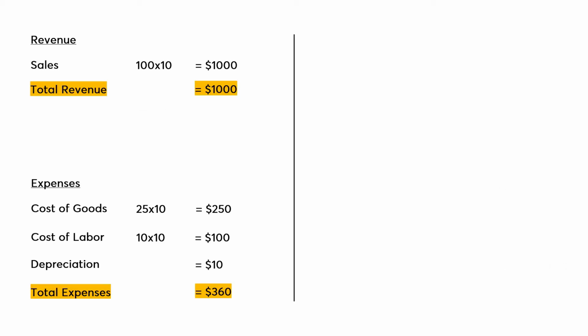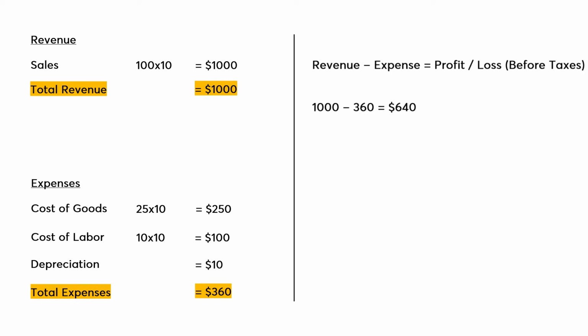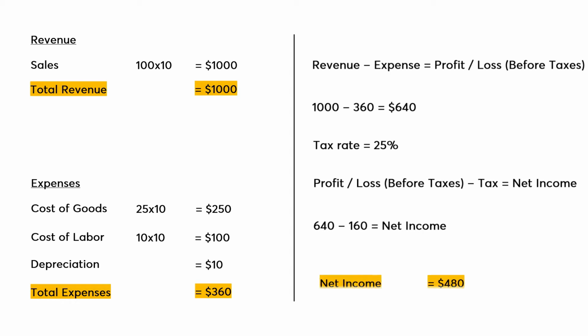Revenue minus expenses will give the profit or loss before taxes. In this case, by selling 10 cars, the company makes $640 before taxes. Let's assume the tax rate to be at 25%. Deducting taxes from income will give you the earnings or net income for the company. In our specific example, net income came to be around $480.